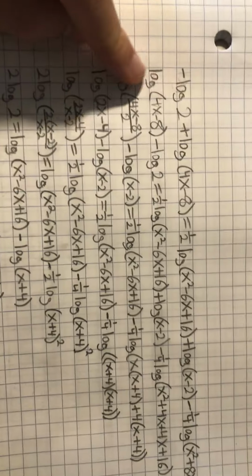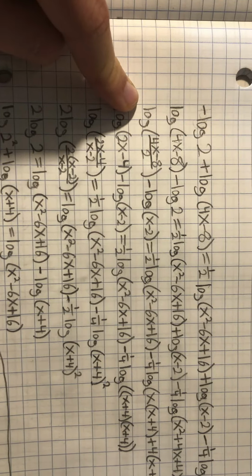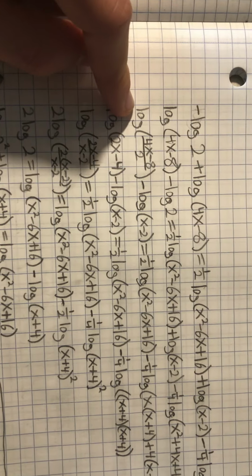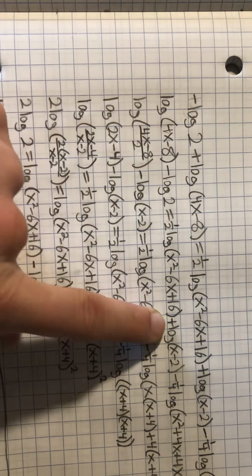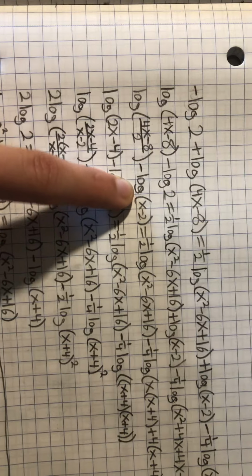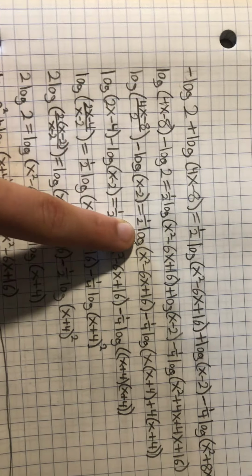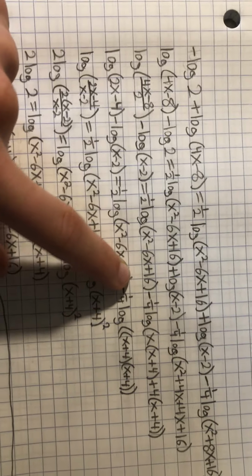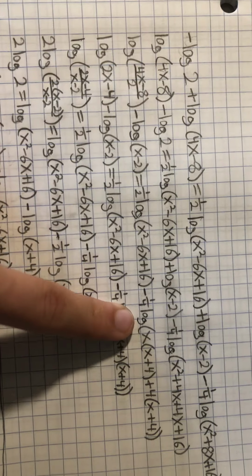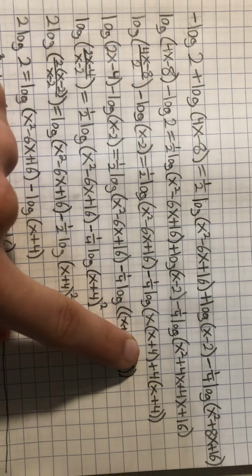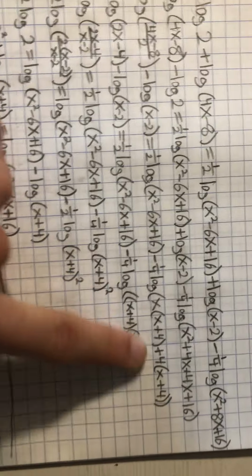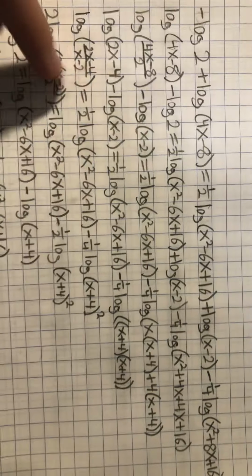Okay, now we divide, right? That's how you subtract logs. Log of 4x minus 8 over 2. And now I'm going to take away log of x minus 2 from each side. So minus log of x minus 2 equals 1/2 log. This is the same thing. Minus 1/4 log, right? We have x times x plus 4 plus 4 times x plus 4. See how I'm grouping that? And because I think we're going to get something nice over there.